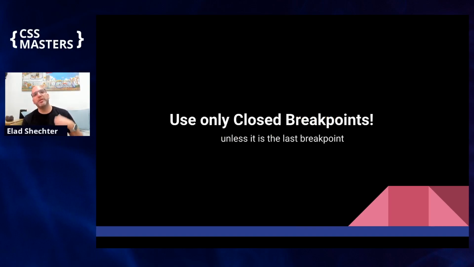Because of that, my recommendation is to use closed ranges of closed breakpoints in the small and the narrow screens, and only in the biggest screen to use an open media rule. Let's examine it. For example, for the narrow screen, you can create a media rule of max width of 500 pixels. This is closed. It's starting at 0 and finishing at 500 pixels. The second one will be from 501 pixels until 1000 pixels.